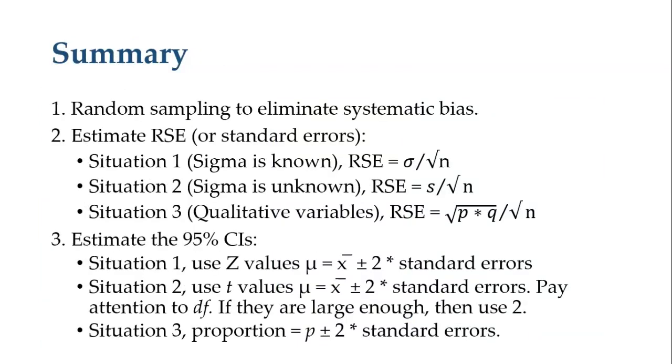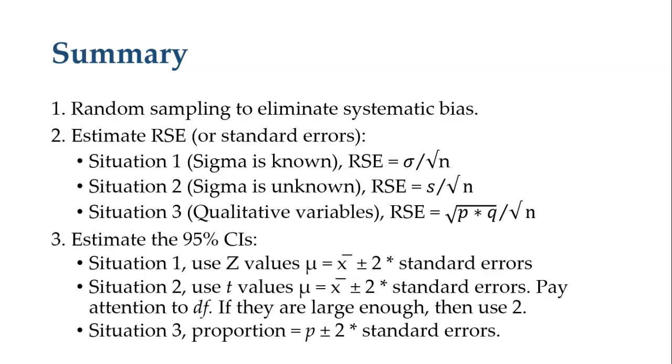Okay, so just as a summary, we learned that it is critical to use random sampling to eliminate systematic bias. Otherwise, we cannot apply these inferential statistics, or at least with surveys, it's impossible to do it. So you've conducted a poor survey if you haven't used random sampling. And imagine that you have random sampling, so you eliminate systematic bias, but you introduce random sampling error or a standard error. And there are different situations.